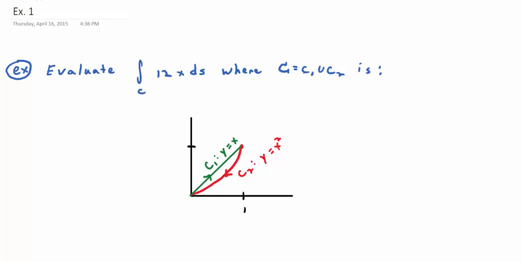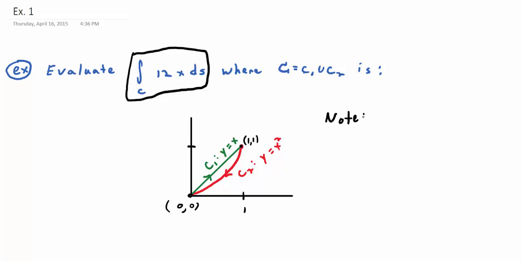Okay, so we're going to want to find then the integral of 12x, that's our function, ds over C. The thing is, this curve is not quite smooth. It has sharp points at (0, 0) and where y equals x and y equals x squared intersect, which is (1, 1). Does everybody see that?